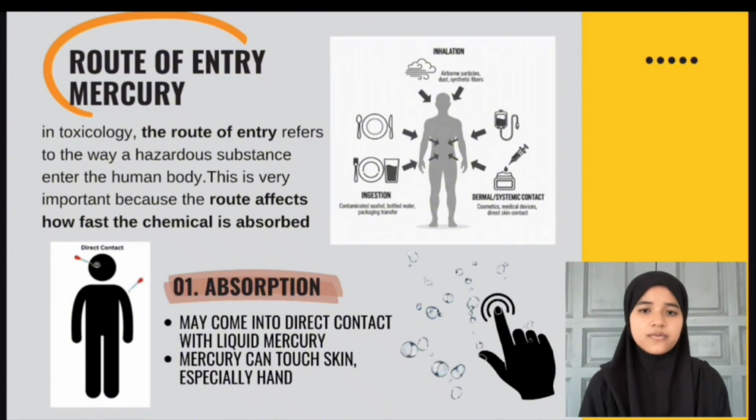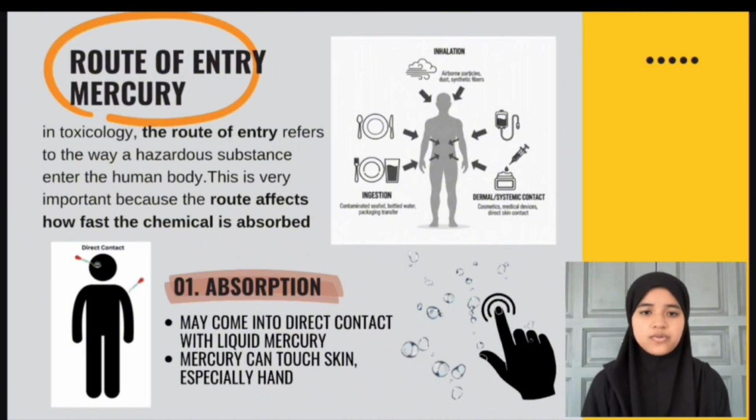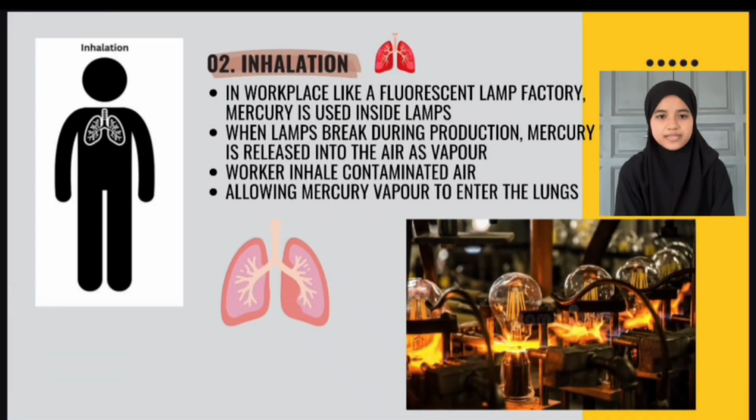For example, a worker may accidentally touch liquid mercury while handling materials. Although skin absorption is not the main route, it can still contribute to mercury exposure if safety measures are not followed. Next, another important route of entry is inhalation. This is the most common and dangerous way mercury enters the body. In workplaces like a fluorescent lamp factory, mercury can be released into the air as vapor, especially when lamps break during production. When workers breathe in the contaminated air, the mercury vapor enters the lungs and quickly passes into the bloodstream.